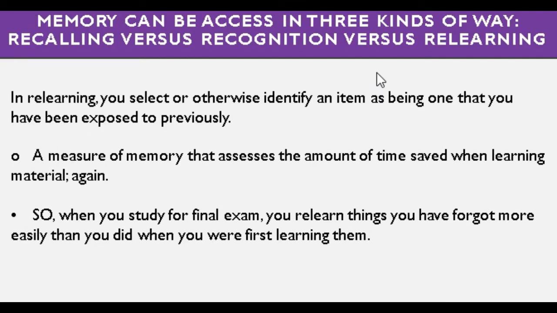Okay? So, okay, where am I? All right. We also have relearning. Okay, in this relearning, you select or otherwise identify an item as being one that you have been exposed to previously. Okay, so another definition for relearning is a measure of memory that assesses the amount of time saved when learning material again. So, when you studied for the final exam, you relearn things you have forgotten more easily than you did when you were first learning them. Okay? So, hope that one is clear to you.